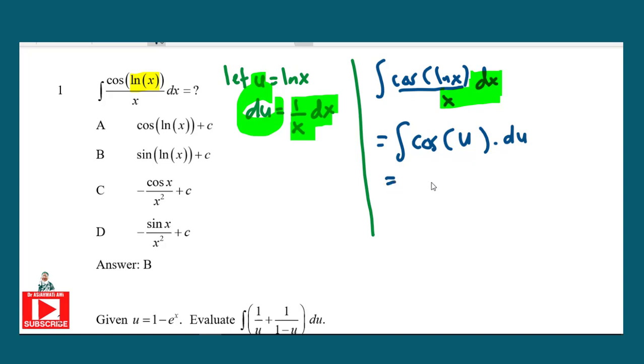Integrate cos. The answer is sin u plus c. Then substitute u back to variable x. It is sin ln x plus c. Get the option sin ln x plus c.